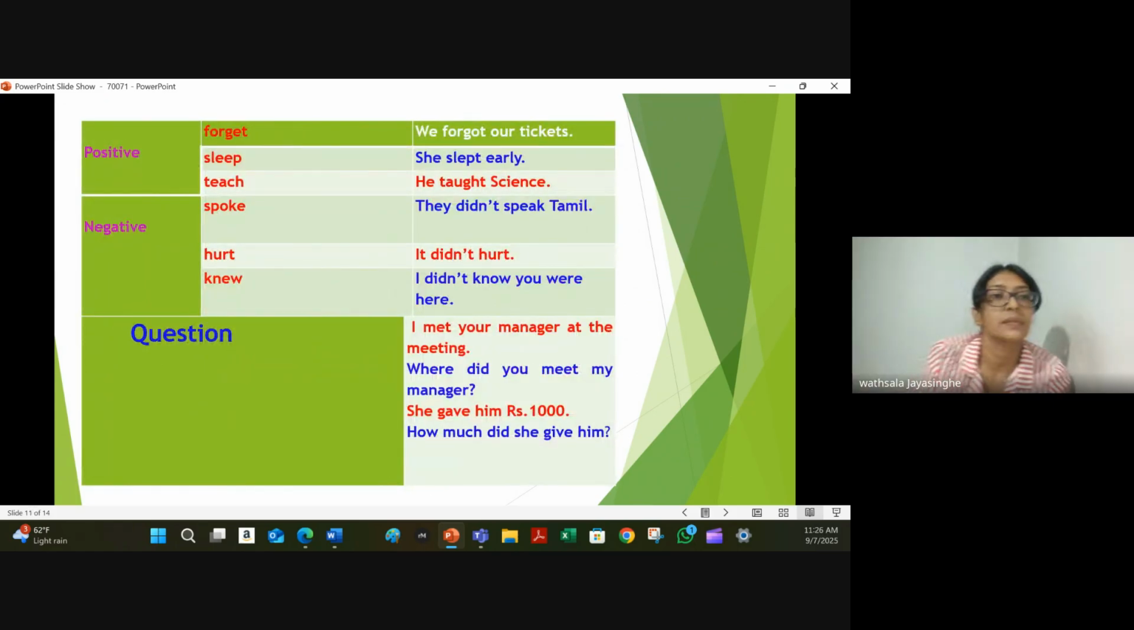And we'll look at some examples. Positive form: forget, we forgot our tickets. Sleep, she slept early. Teach, he taught science. When we talk about negative form: speak, they didn't speak Tamil. Hurt, it doesn't change, it didn't hurt. Knew, I didn't know you were here.